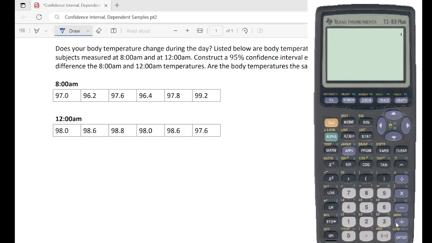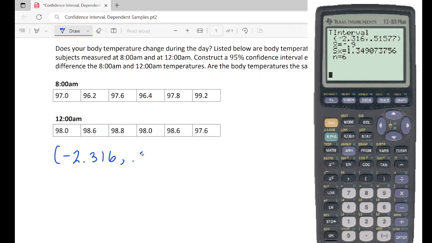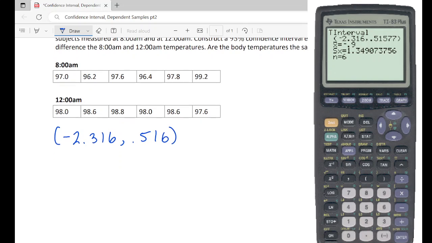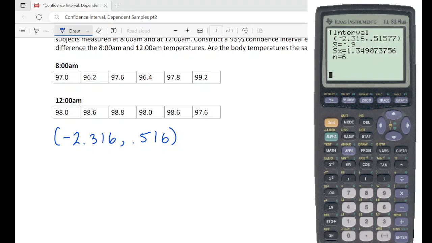It's going to think about it for a second, and then it's going to return the answers in the form of an interval up top, negative 2.316 to 0.516. So our interval here is negative 2.316 to 0.516. And so there is our confidence interval.